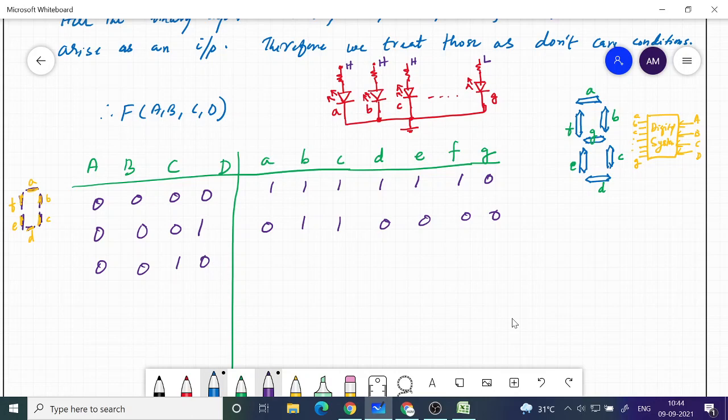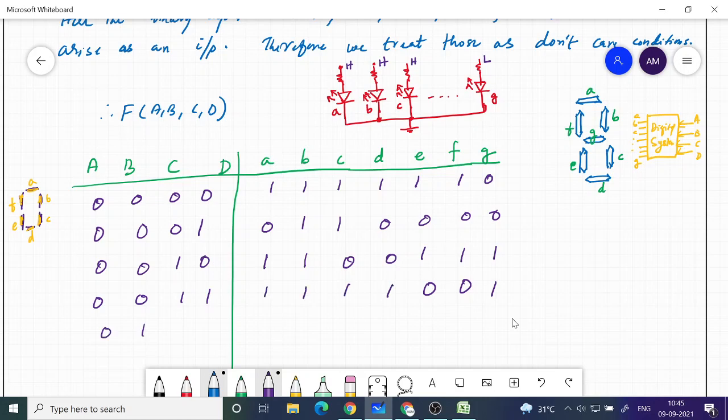Sir, A, B, G, E, D. A, B, G, E, D, correct. All other will be 0. Next, 0, 0, 1, 1. 3. F and E. F should be 0 and E should be 0, right? All other should be 1.